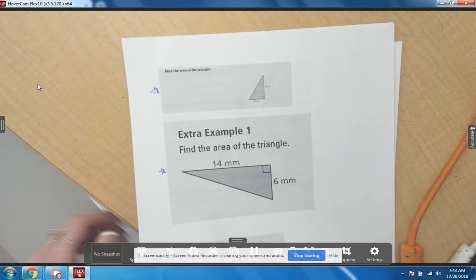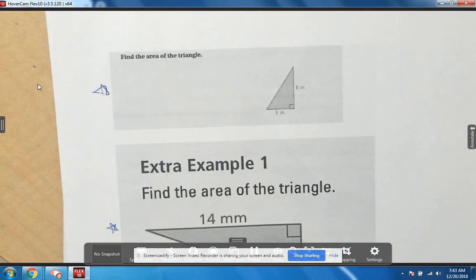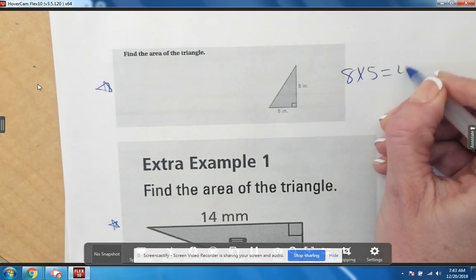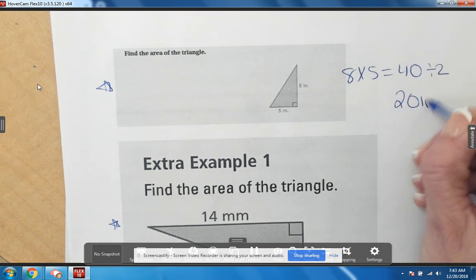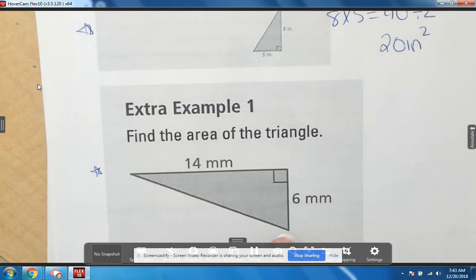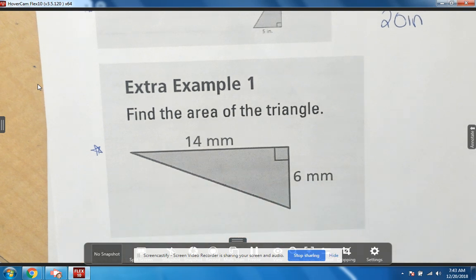So I'm going to try a couple, and I'm going to give you guys a couple to try. So find the area of the triangle. They have the base and the height. They're forming that 90-degree angle. So 8 times 5, which is 40, and then divided by 2 because it's half of a parallelogram, 20. So 20 inches squared. So base times height divided by 2. Okay, you try this one. Base times height divided by 2. So multiply these, get your answer, divided by 2.